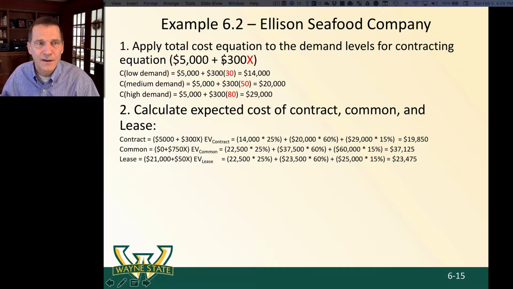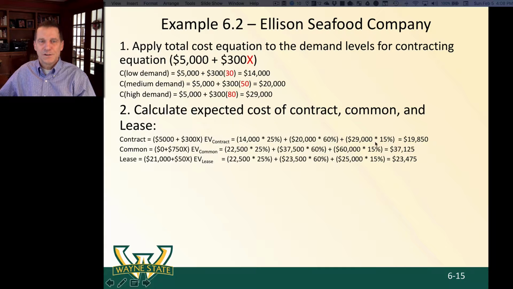So here's how we calculated the contracting equation, right? It's an example, the contract, 5,000 plus 300. We would do the same for the common and the lease. So we do all 3 of them like we did here, and then we'd take those numbers, the 14, 20, and the 29, and we would drop those into their probabilities of 25%, 60%, and 15% to basically equalize them across the 100%, and we'd come up with an expected cost of $19,850.